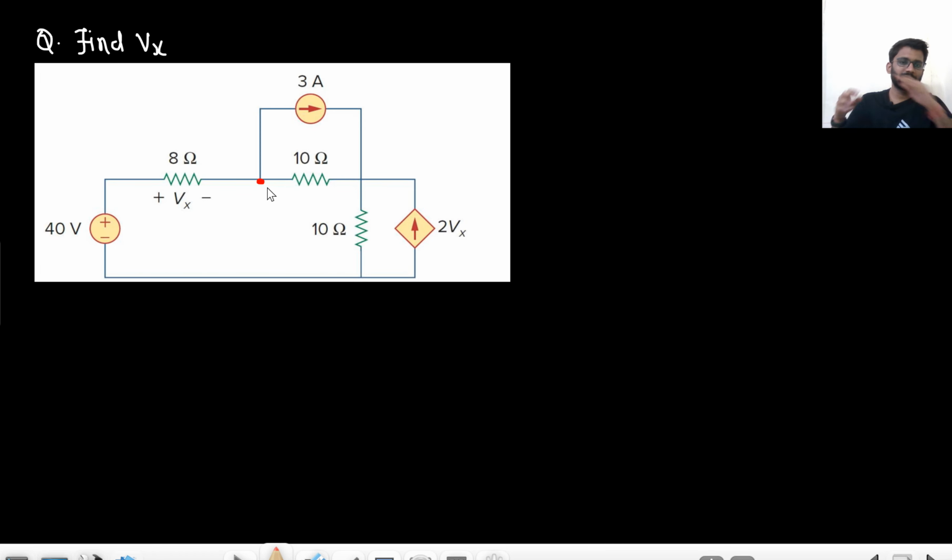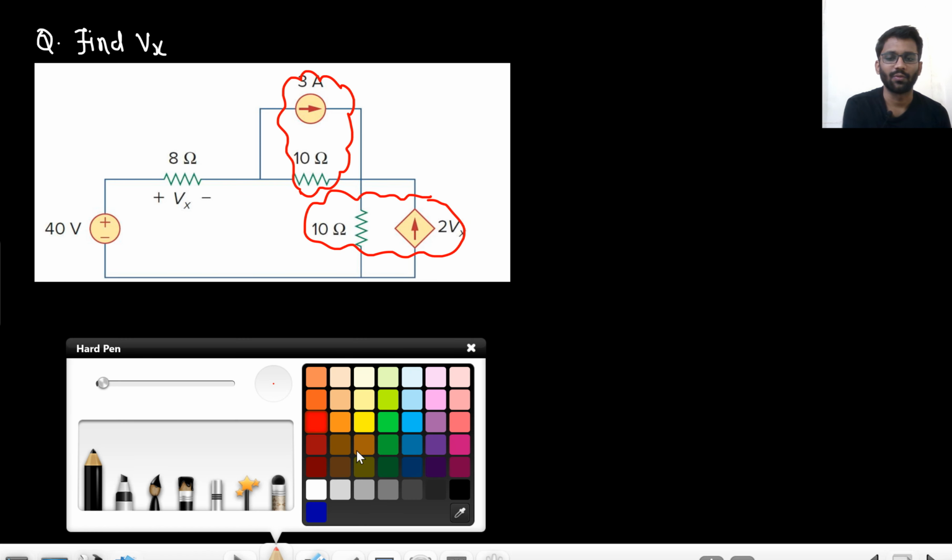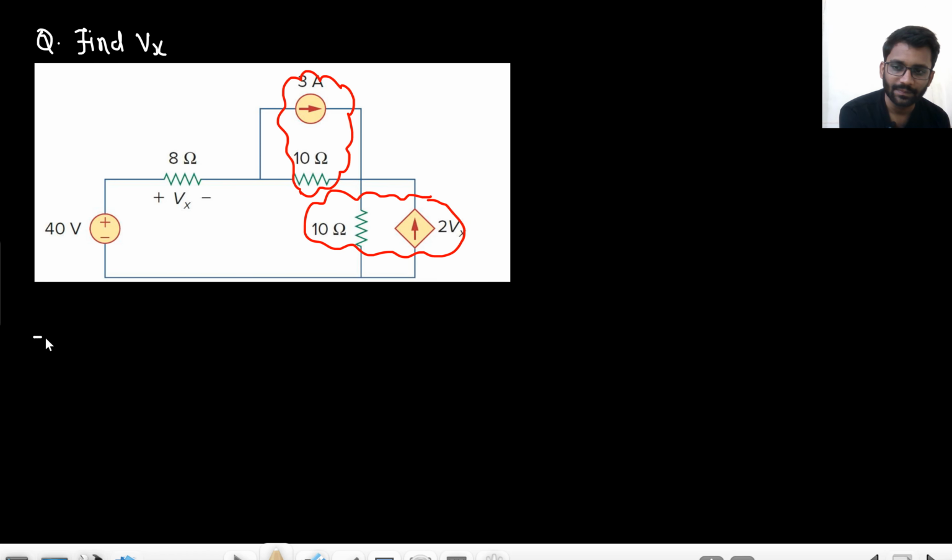I would want my complete circuit to be in series combination, right? If I can take my complete circuit into series combination, I can just apply one KVL equation and it will be solved. But here there is this parallel combination, this parallel combination. So I would want to take them into series combination. How can I take? Convert this into voltage source, convert this into voltage source. So what will be the equivalent circuit? 40 volt remain there as it is.